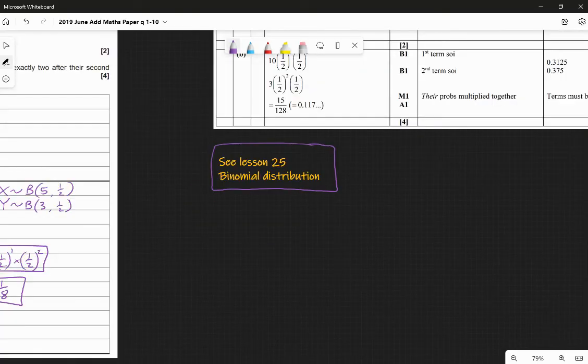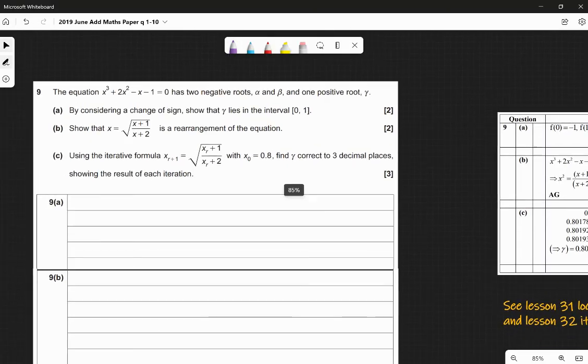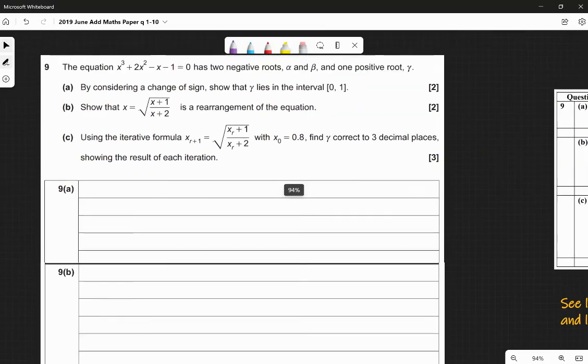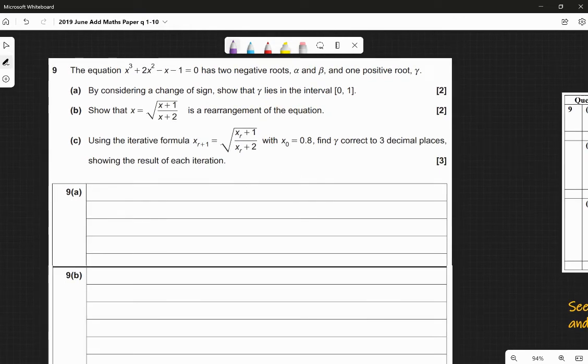Okay, let's have a look at question 9. So, a sign change question. I'm talking about iteration as well. We've got a cubic equation which has 2 negative roots and 1 positive root. The 2 negative roots are alpha and beta, and the positive root is gamma. By considering a change of sign, show that gamma lies in the interval 0 to 1.